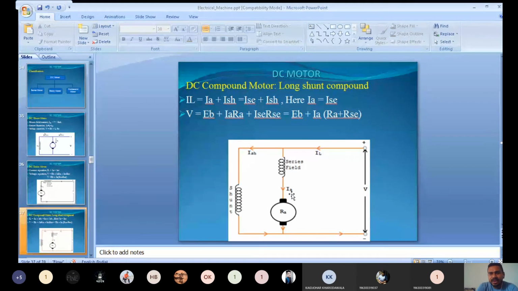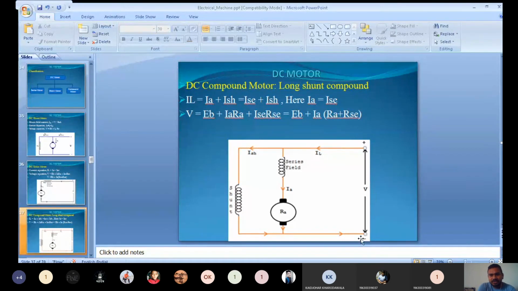Okay, it has two types, long shunt compound motor and short shunt compound motor. So this figure represents the long shunt compound motor. This series field and armature winding both are connected in series, and this shunt field winding is connected in parallel with this series connection. Now supply voltage is given.